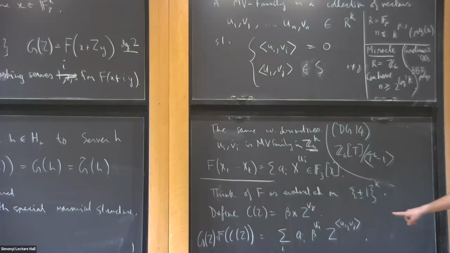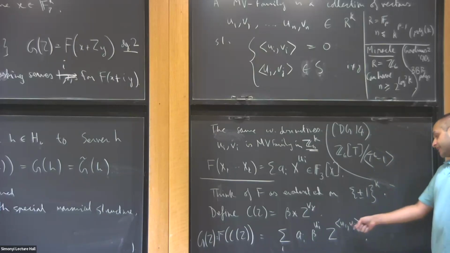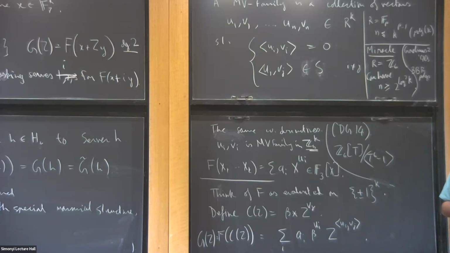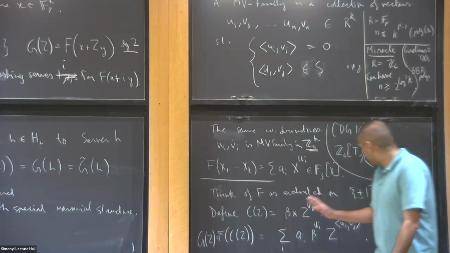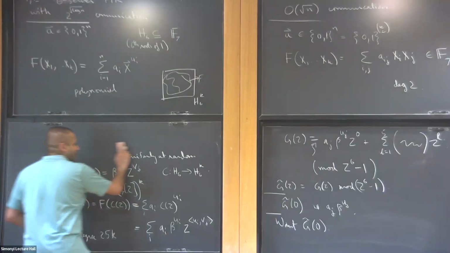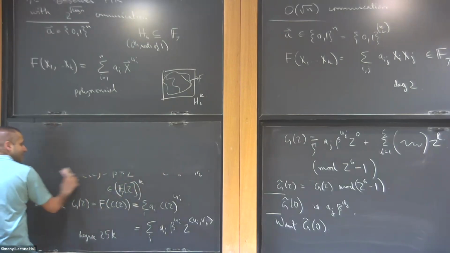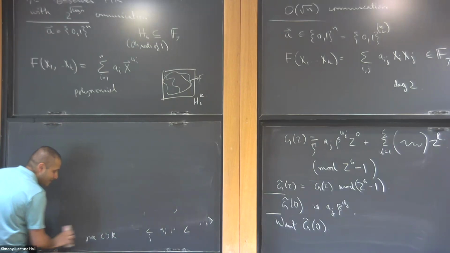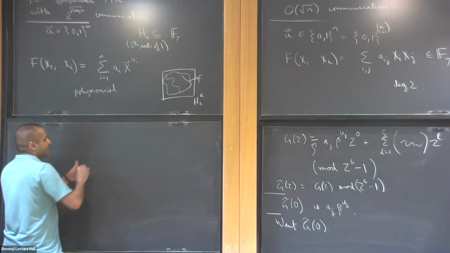And since this UI with Vj inner products make more sense, we know only their values mod 6. We will take this and reduce it mod Z to the 6 minus 1. But there's something special about Z to the 6 minus 1 when we're in F3. What is Z to the 6 minus 1 in F3?